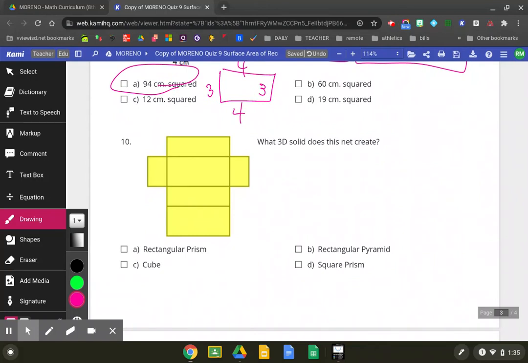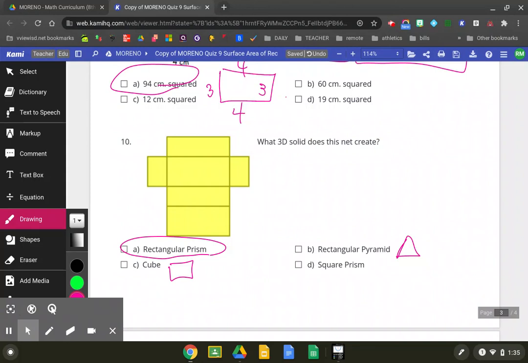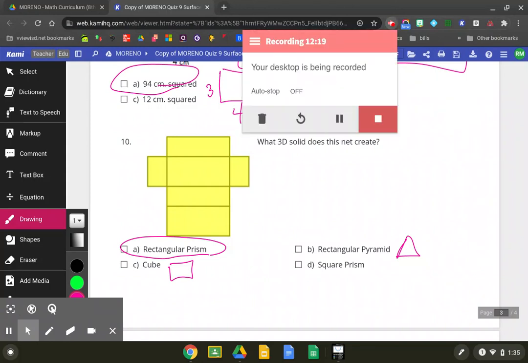All right, let's look at the last one. What does this form? What does it create? It is a rectangular prism. Cubes have squares. Rectangular pyramids have triangles in them. And a square prism is the same thing as a cube. So it's letter A, rectangular prism. All right, hope that helps, and good luck on your retest.